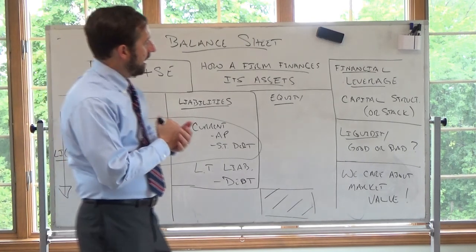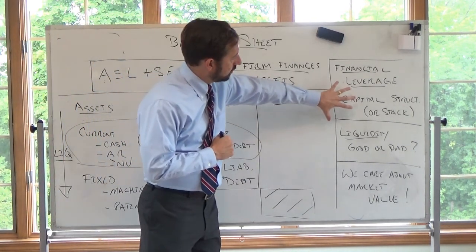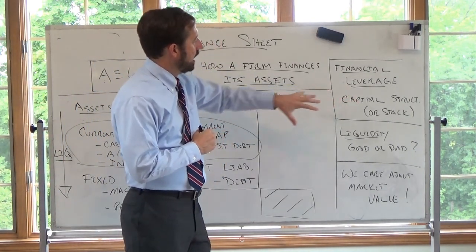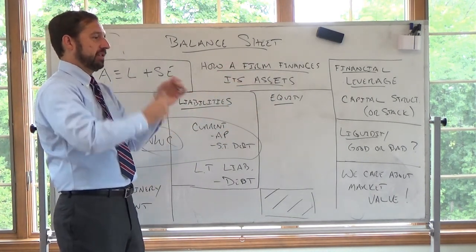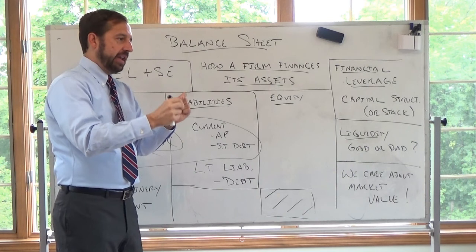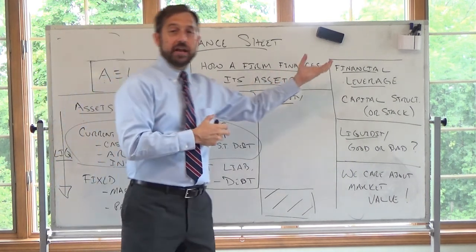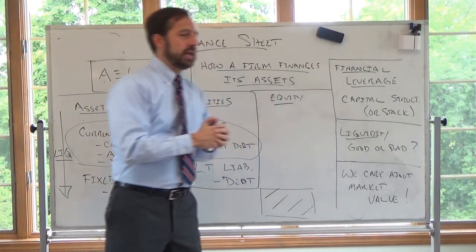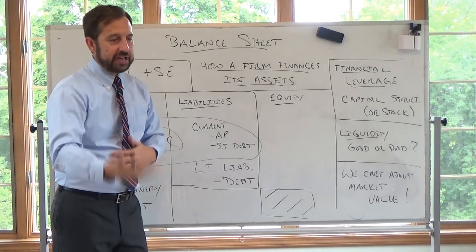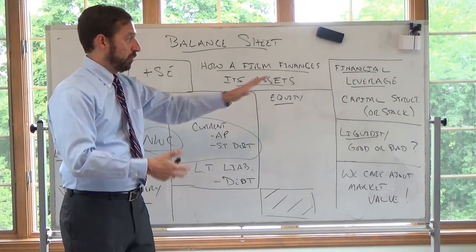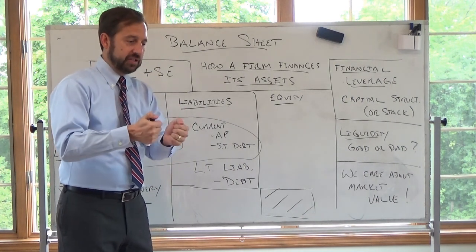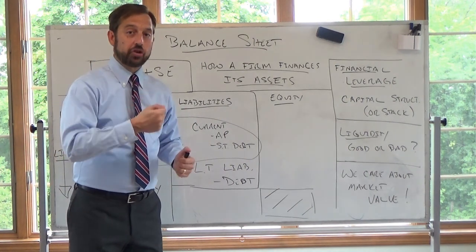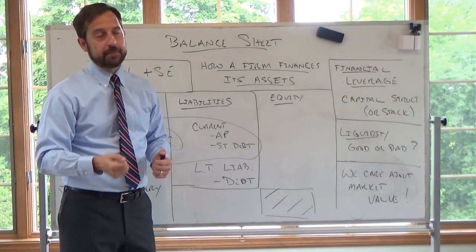Okay, so we talked about that it's also called a capital structure, capital stack. What the balance sheet tells us is how a firm finances its assets, and how they finance their assets is termed financial leverage. The reason is the more debt you use, the more we say you're increasing your leverage. So the more leverage you use, the more we're magnifying returns, magnifying gains or losses.